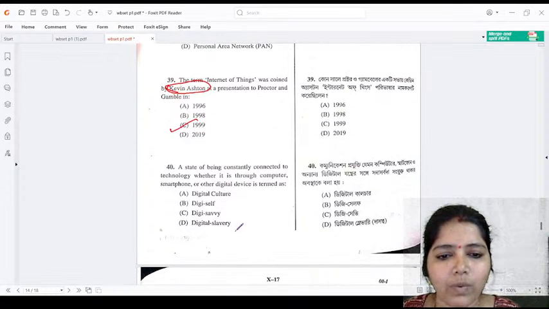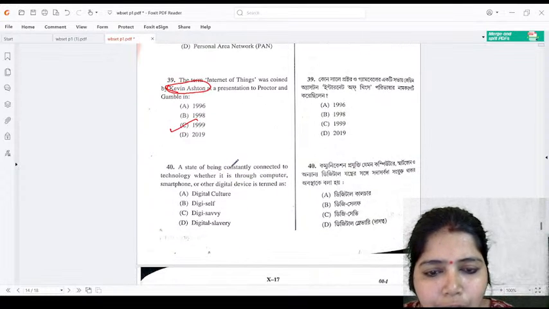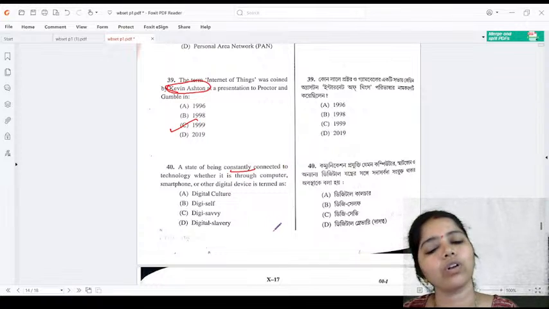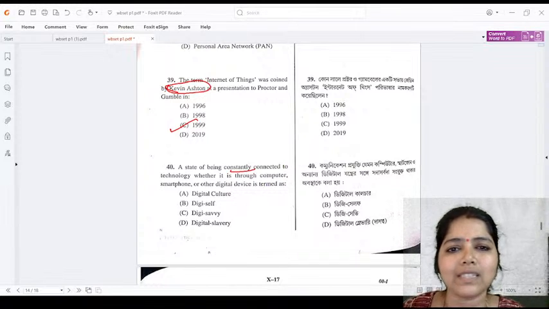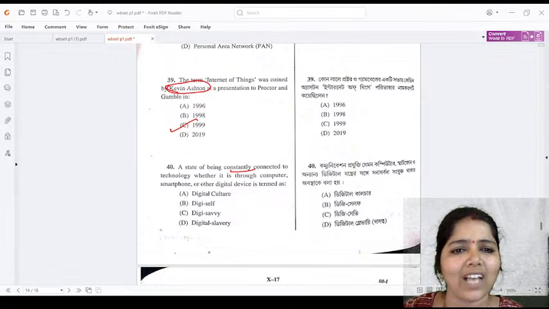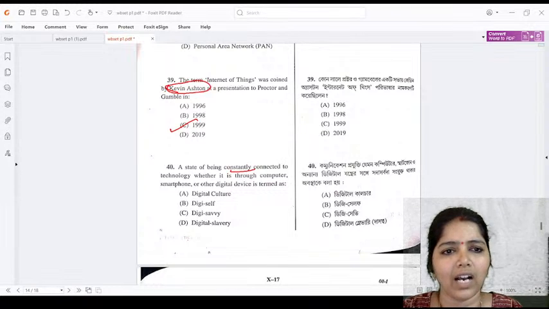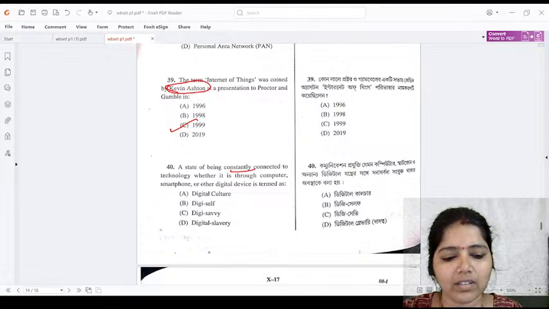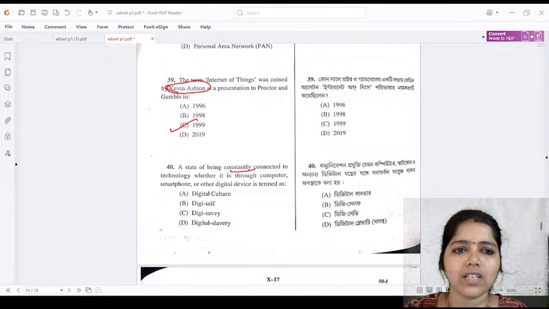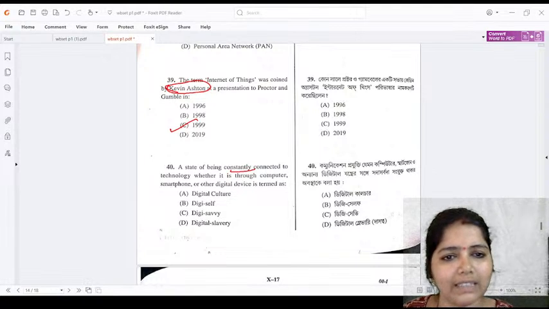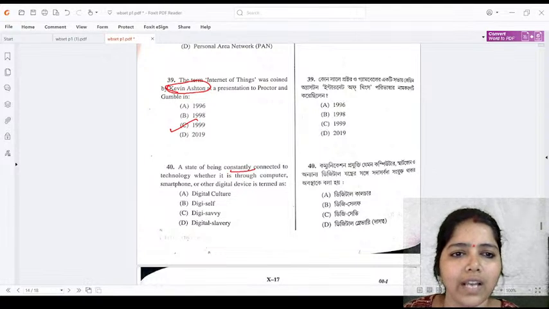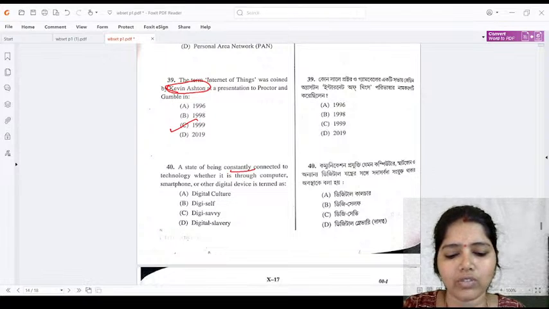And then the next one: a state of being constantly connected to technology, whether it is a computer, smartphone, or the digital, is termed as, I think, digital savvy. Yes, a digital person who has always been engaged with technology, right? I think so.